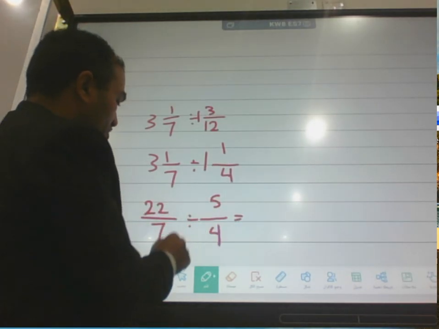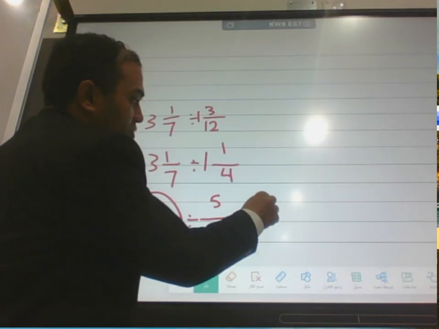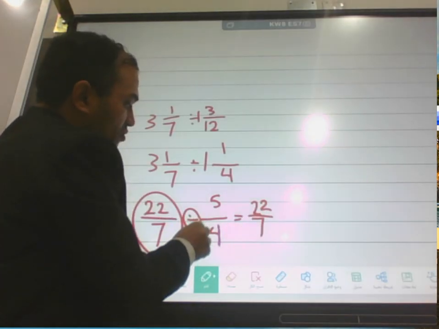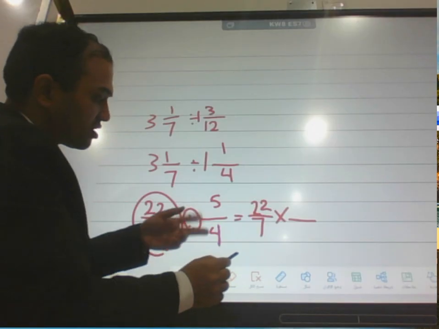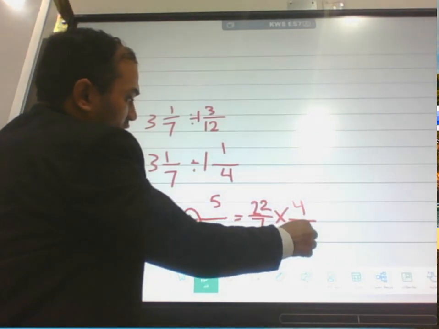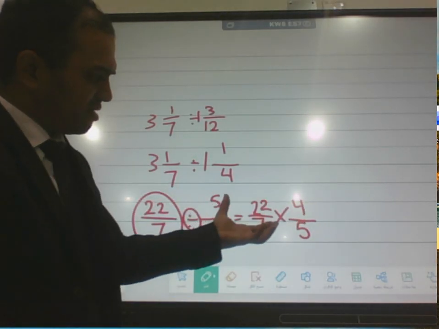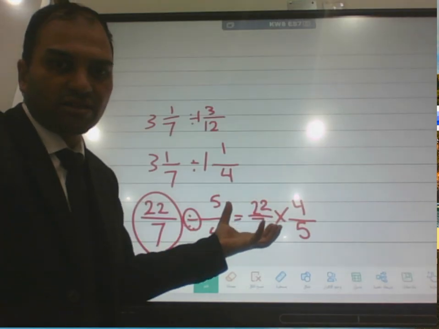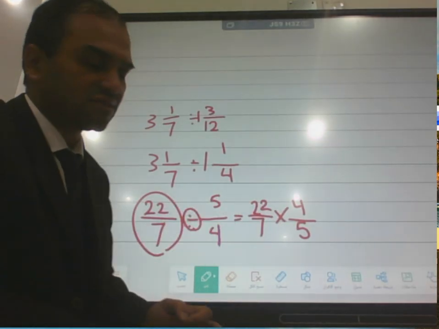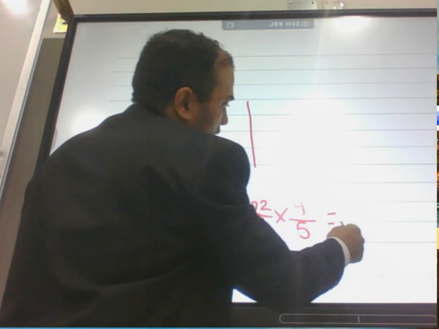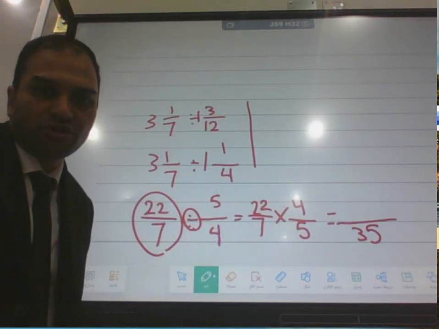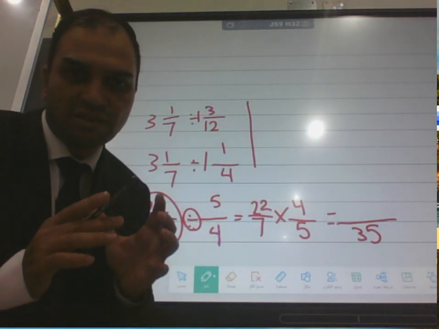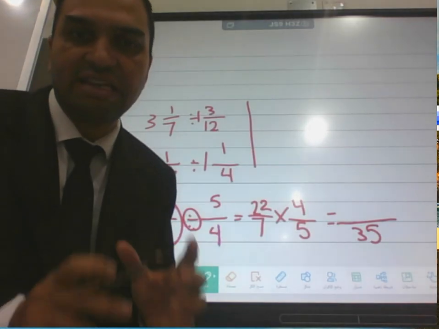And next step, you can write the first fraction here, 22 over 7, and then convert from division to multiplication. Right? The reciprocal of 5 over 4 is 4 over 5. But in this example, we can find the result. Okay? Look here. 5 times 7 is 35. And 4 times 22: 4 times 2 equals 8, and 4 times 2 equals 8, then the result will be 88.